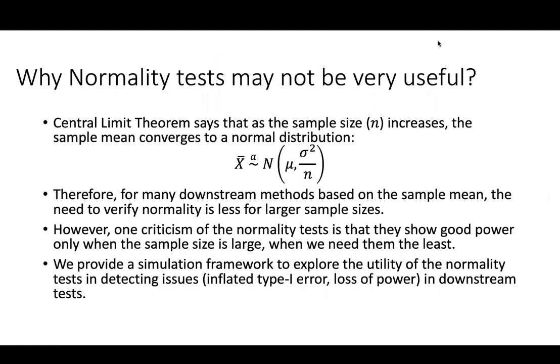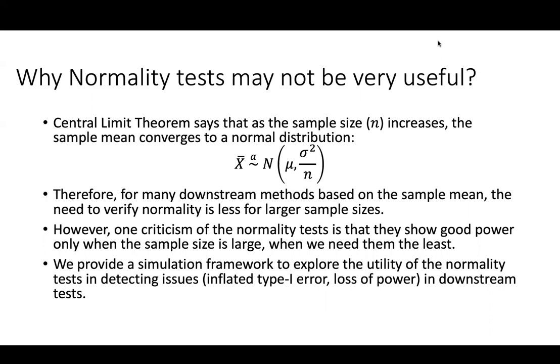According to the central limit theorem, in large samples where the number of observations is greater than 30, the sampling distribution tends to be normal regardless of the shape of the data. And the sample mean will themselves have a normal distribution. It implies that when the sample size is large, the need to verify normality is less.